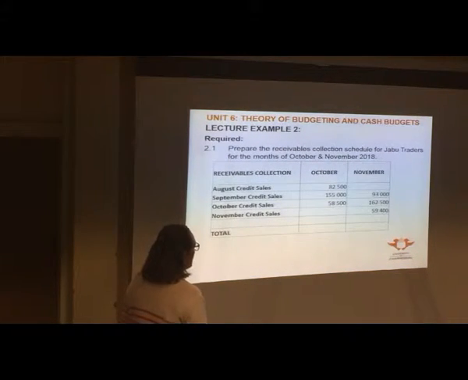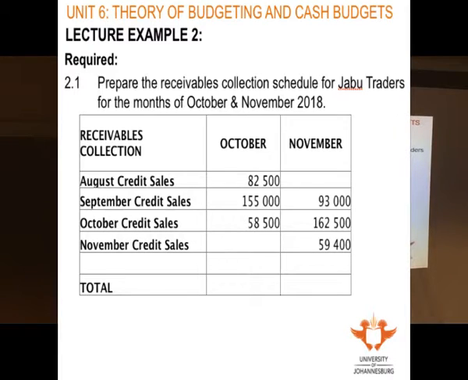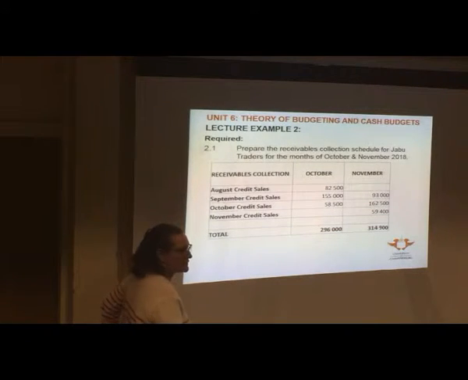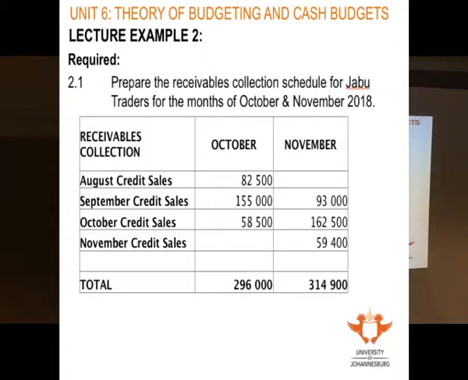Okay, so these should be your amounts. 82,500 plus 155,000 plus 58,500 will give you a total of 296,000. These are the cash receipts that you're going to get from your credit customers in October.